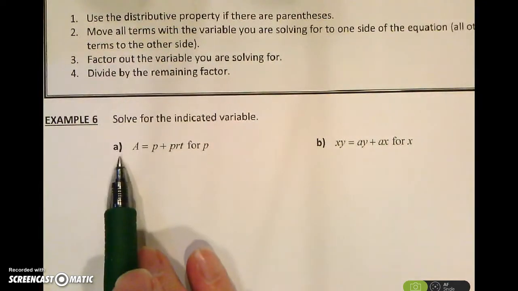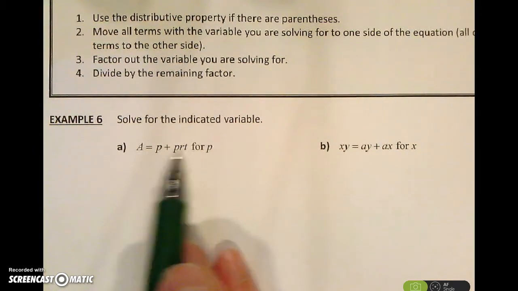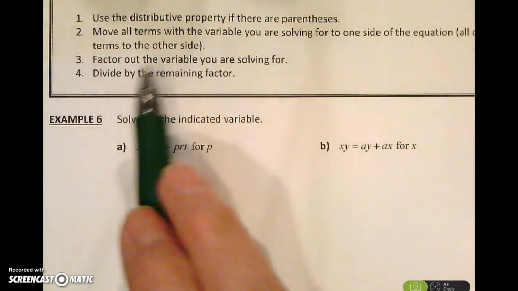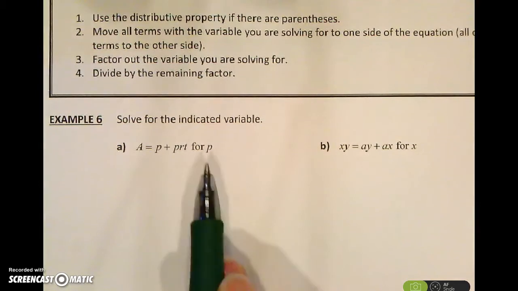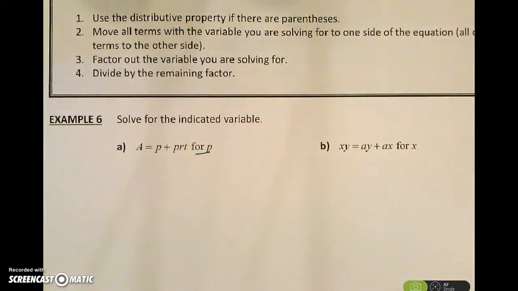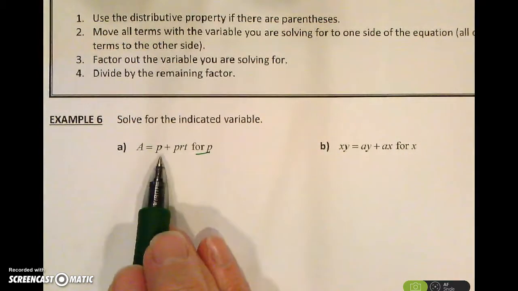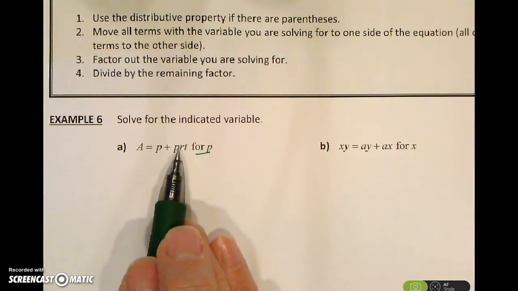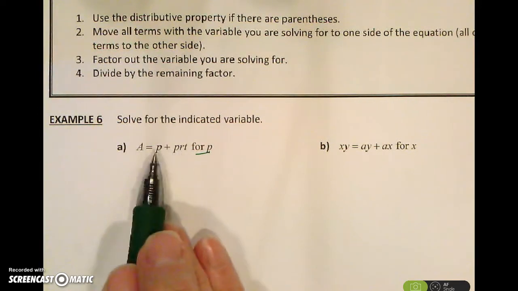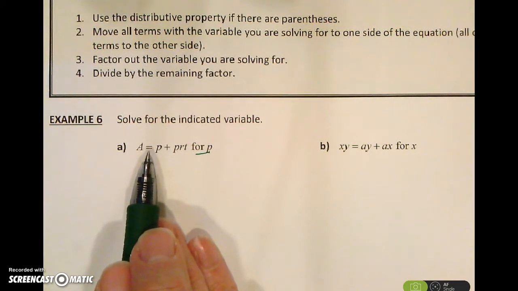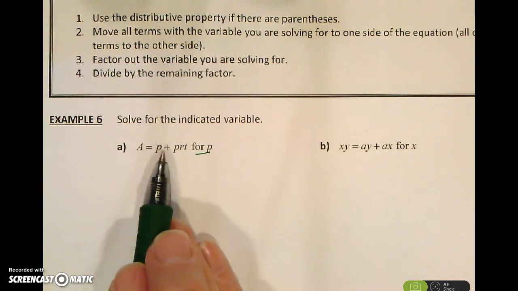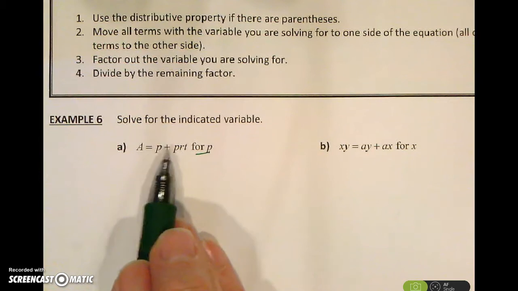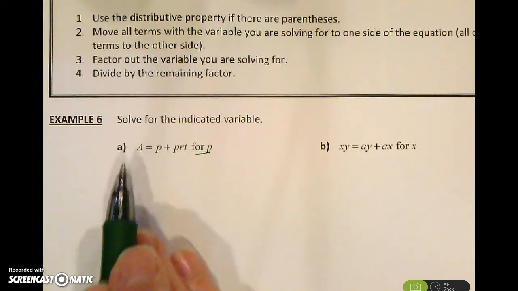All right, so on A, we do not have any parentheses to eliminate, so we're good. Step 2, move all terms with the variable that you're solving for. What are we solving for? For this one, we're solving for P. We want to move all of those to one side. Here's a P, here's a P, and they're both on the right side of the equals. Check. And all the other terms to the other side. Remember, terms are separated by equals, pluses, and minuses. So I've got three different terms here. Both terms with the P's are on the right. The term without a P is on the left.